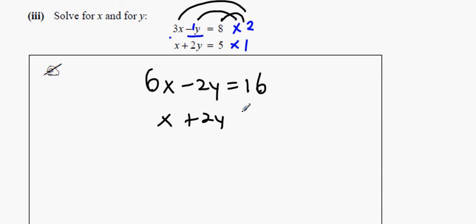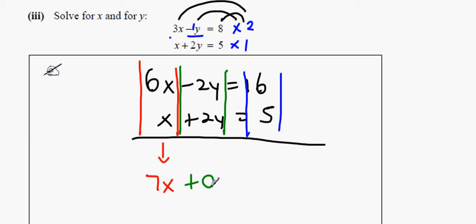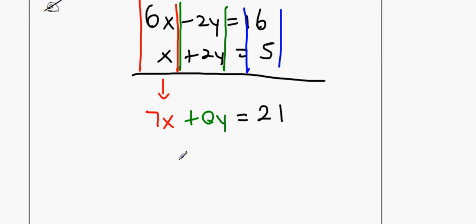Now we're in business with this, because we can just add them all directly downwards. So we're going to do our 3 lanes again. We're going to have our red lane, our green lane, and our blue lane, and we're going to get answers for each one. The red lane, which is the x, is going to be 7x. The green lane is going to be 0y, because minus 2y plus 2y is no y's whatsoever. And then the third lane is going to be 16 plus 5 is 21. Then 7x equals 21.